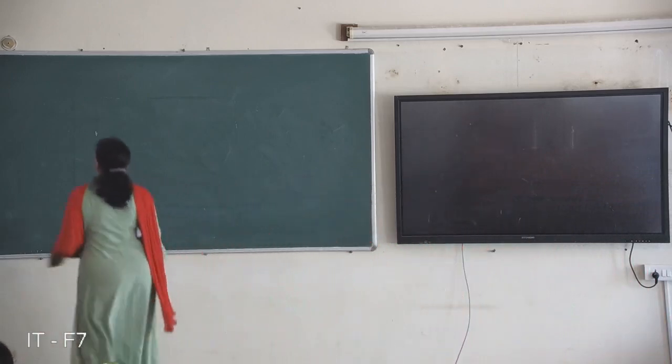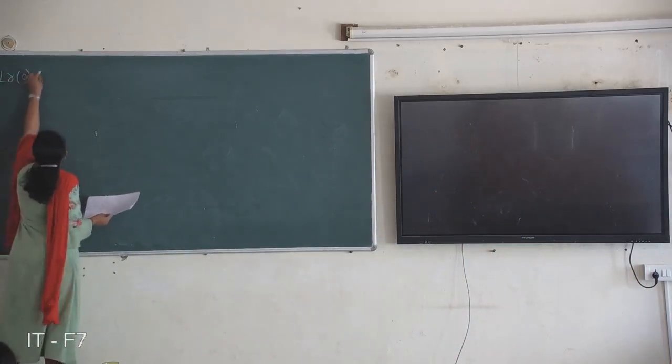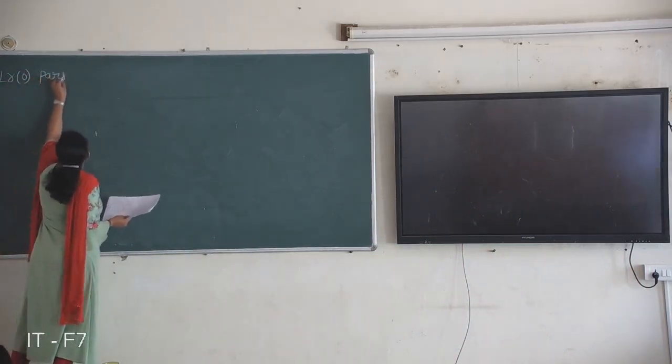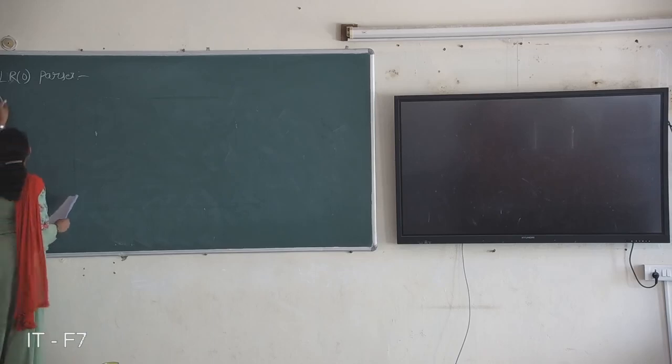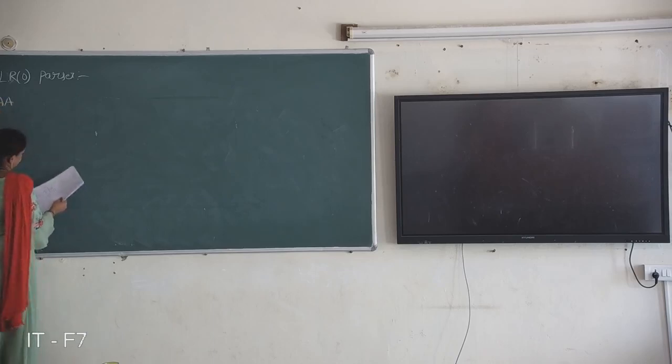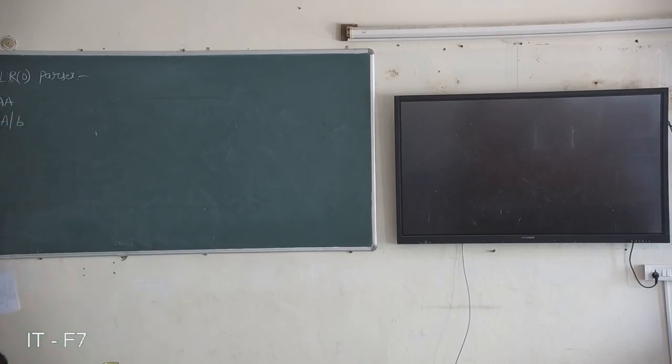Okay, let's see an example problem. So this is the given grammar. I already gave this grammar. For this grammar, I have to construct the LR(0) parser table.